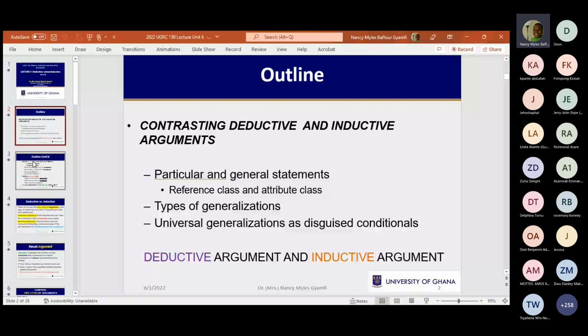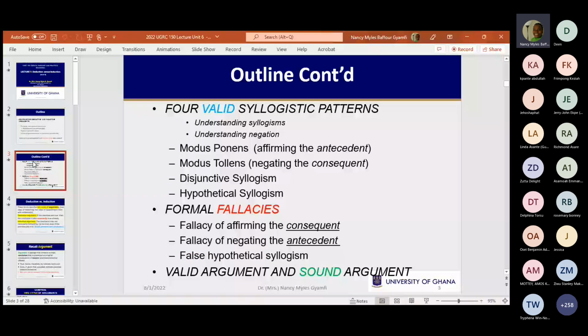Now, look on the screen again. We are to look at four valid syllogistic patterns. We've done that. We understand what syllogisms are. We understand the logic of negation, the thinking behind negation, whether universal negations or ordinary negations. If the original is negative and you negate it, it becomes positive. And if the original is positive and you negate it, it becomes negative, obviously, okay? Then we know the four types of valid patterns. Now you know them very well. I think what is left is more practice questions.